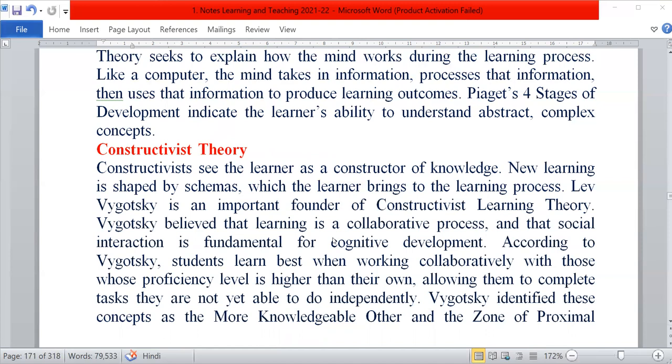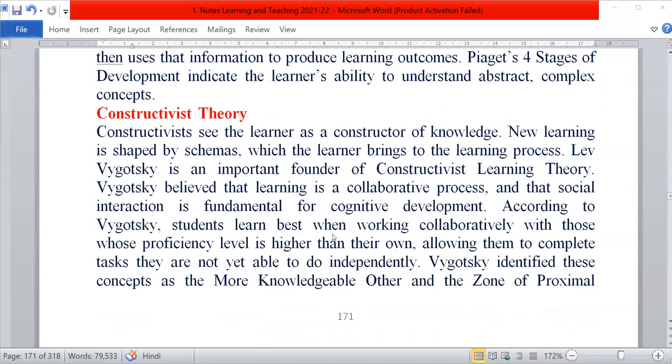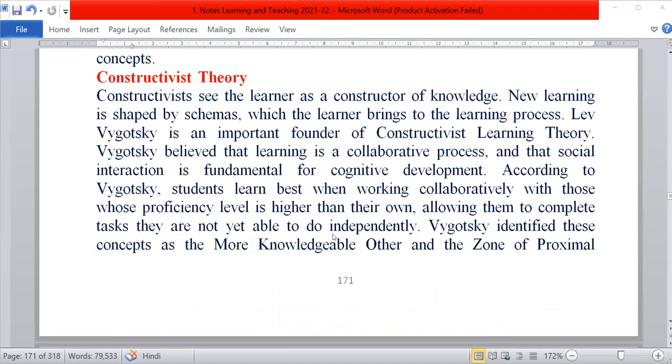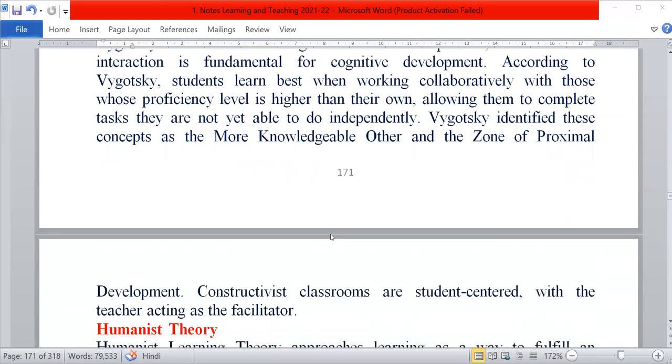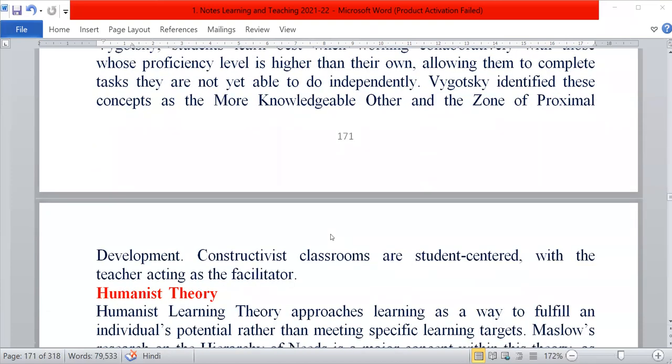Vygotsky believed that learning is a collaborative process and that social interaction is fundamental for cognitive development. According to Vygotsky, students learn best when working collaboratively with those whose proficiency level is higher than their own, allowing them to complete tasks they are not yet able to do independently. Vygotsky identified those concepts as the more knowledgeable other and the zone of proximal development. Constructivist classrooms are student centered with the teacher acting as a facilitator.